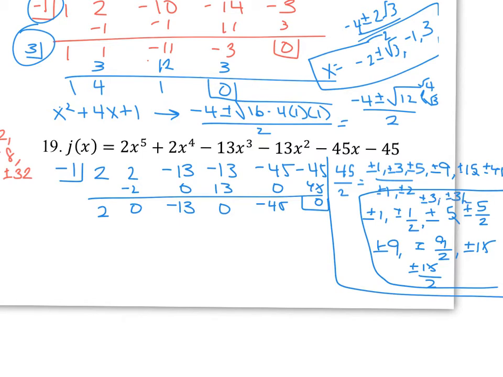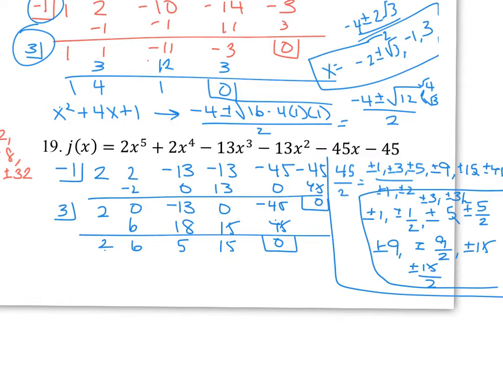So I don't really want to try fractions, so now let's try 3. Bring down the 2, I get 6, that makes 6. I get 18, that makes 5. I get 15, that makes 15. I get 45. Wow, I'm getting really lucky tonight. So that's 4th. That's now cubed.